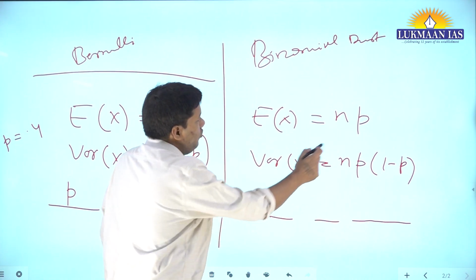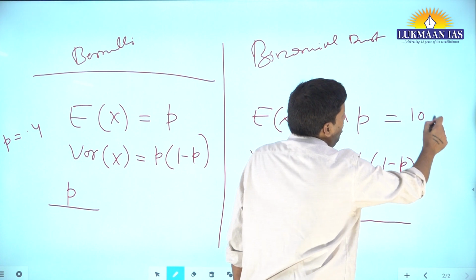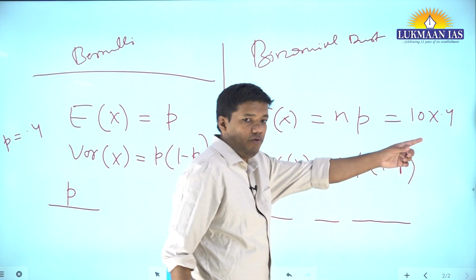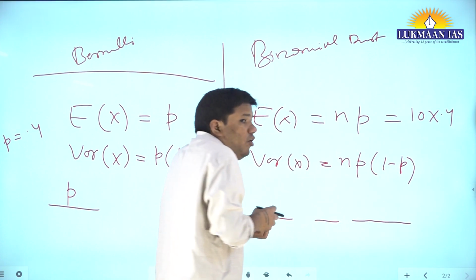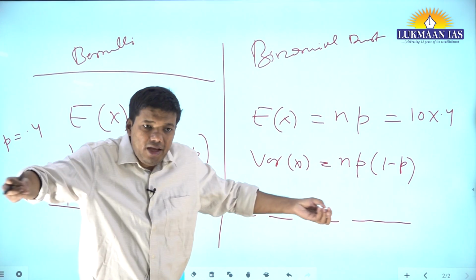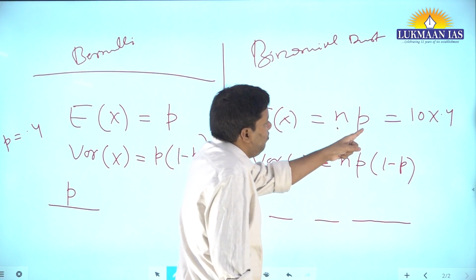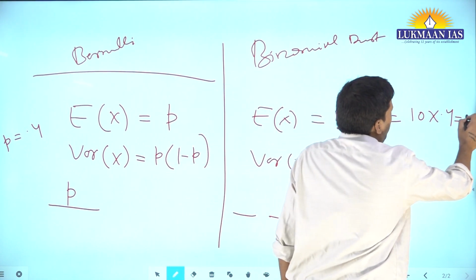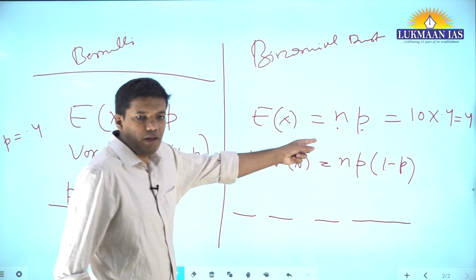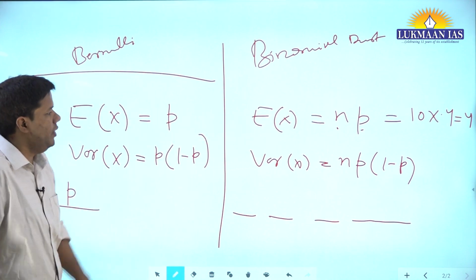So, how did you get 4? You will get 4 from 10 into 0.4. That is 4, right? Because you did the experiment 10 times. What is the meaning of binomial distribution? Doing that Bernoulli trial n times. So, this is 10, this is P, you got 4 here, and this convinces you why in the binomial case you can multiply by n.